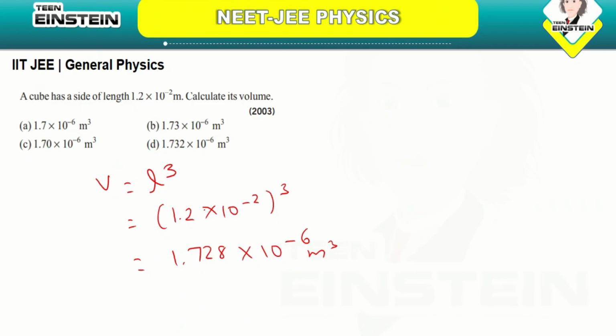Okay. So here length has two significant figures, so volume should also have two significant figures. Since they have given the length as 1.2, you have to take volume approximately equal to 1.7 into 10 power minus 6, because only two significant figures are there. So the correct answer is option number A. If you see the other options, here it is 3 significant figures, here 4, and here again 3. Only option number A is having 2 significant figures. So the correct answer is option number A, 1.7 into 10 power minus 6.